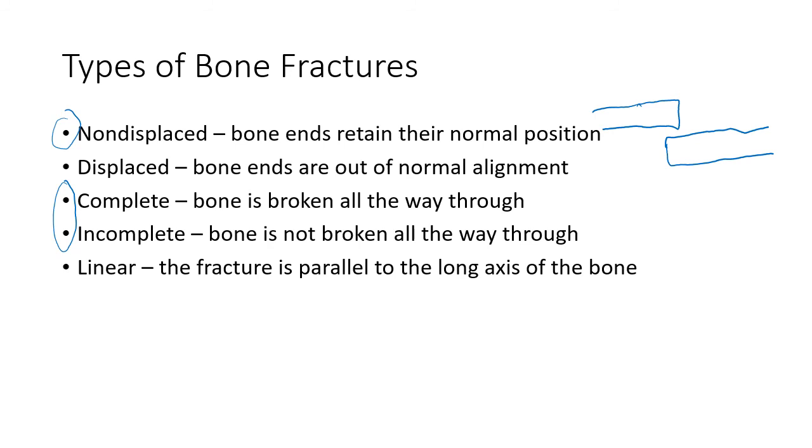With a linear fracture, all of these fractures themselves are based upon going across the long axis of the bone. So we're going through the bone this way in a sense. But a linear fracture is going to cause the bone to essentially fracture down the length of the bone, kind of like splitting a log, so to speak.